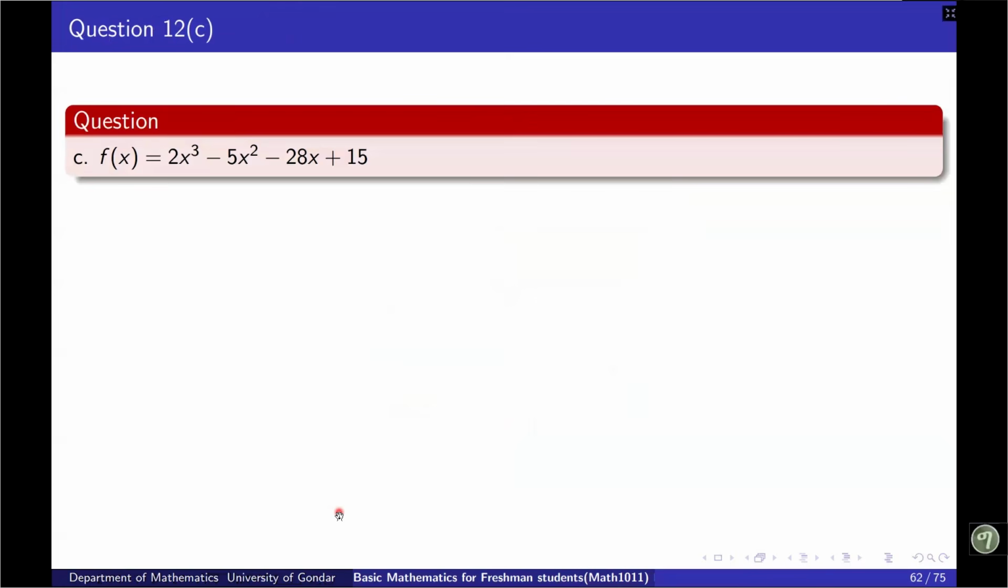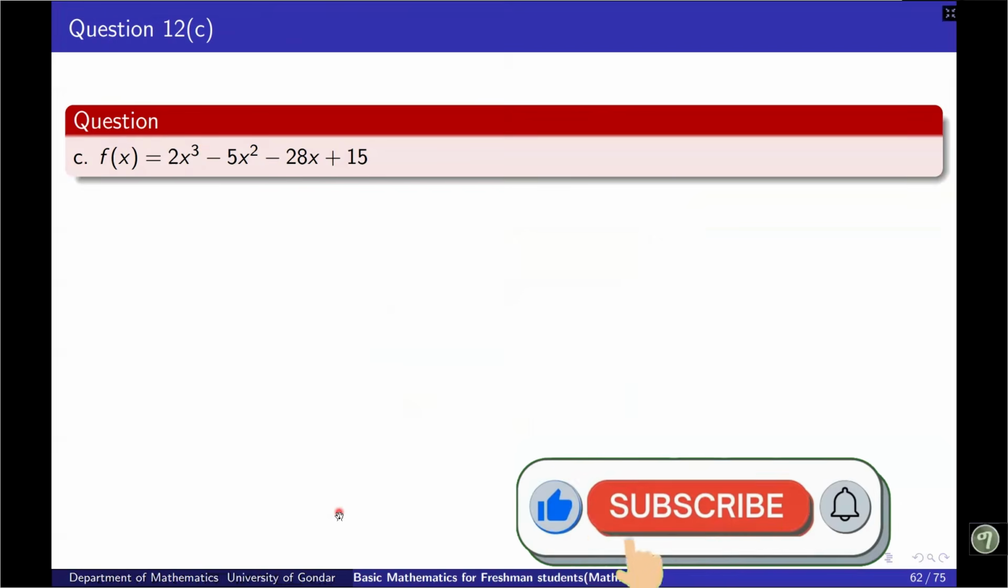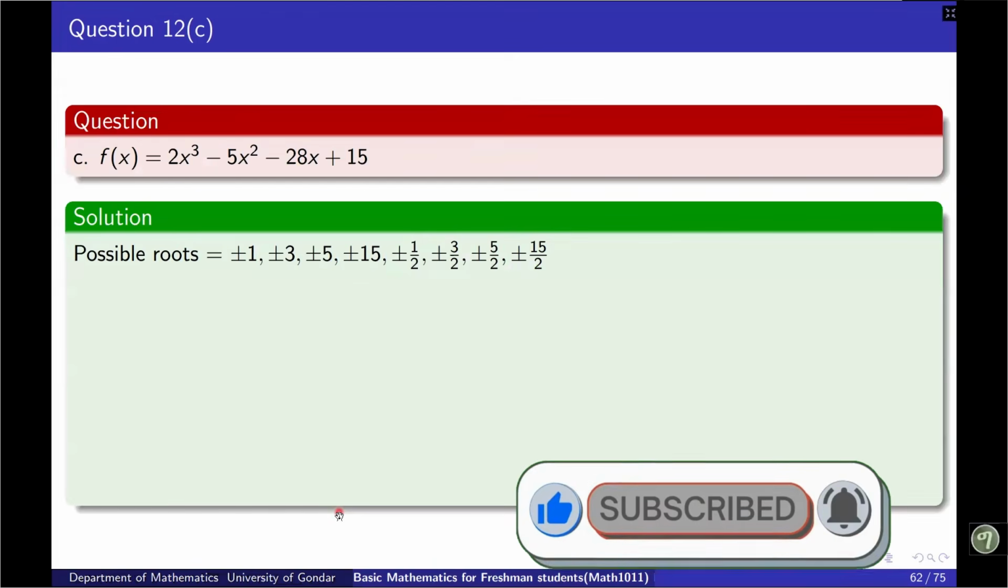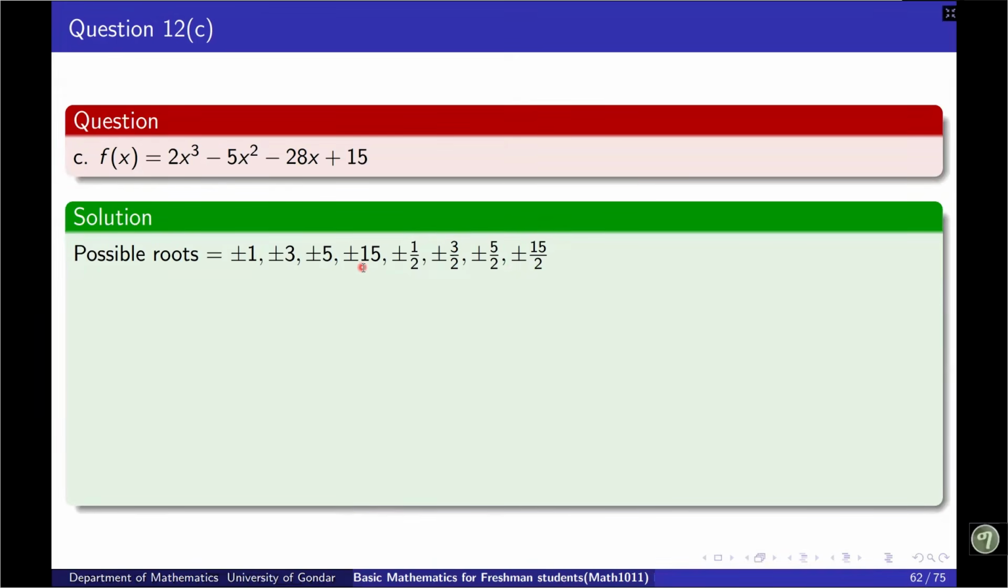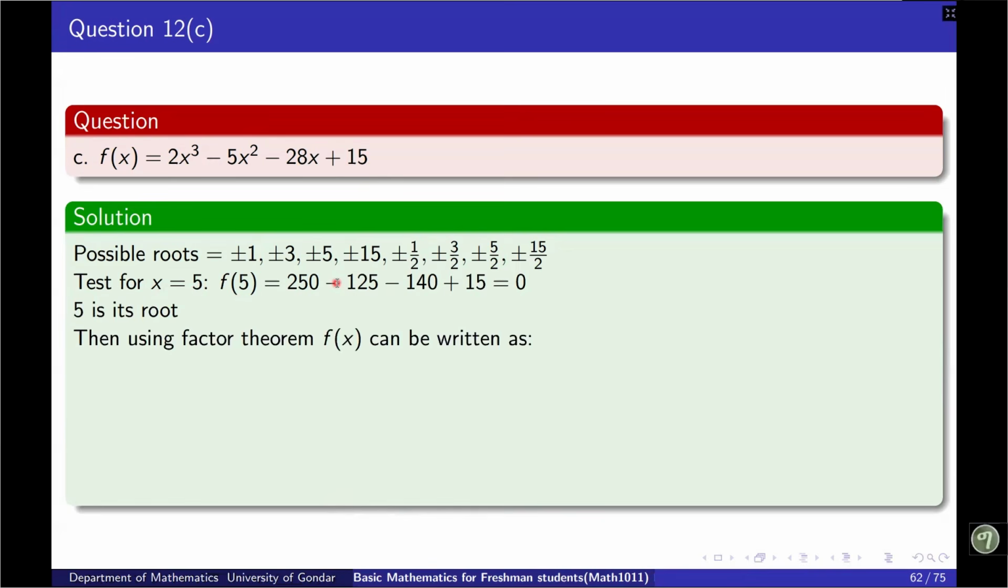Next, to factor minus 5x squared minus 28x plus 15. Possible roots are this one, which is the combination of the possible factors of 15 and possible factors of 2. So if we check for x equal to 5, it is already 0, so 5 is one of the possible rational roots of this polynomial function.